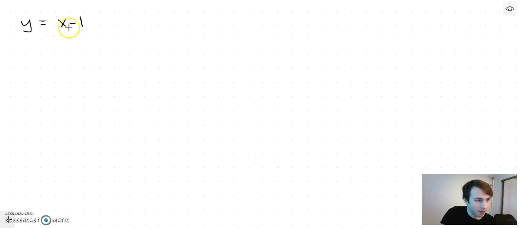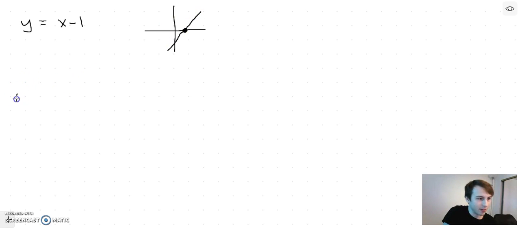So the 0 of this equation, the number that we have to substitute in for x to make y equal to 0, is 1. So 1 minus 1 is 0. So that will look like this. I'll have a 0 right there. And it's a line with positive slope, so it's going up like this.